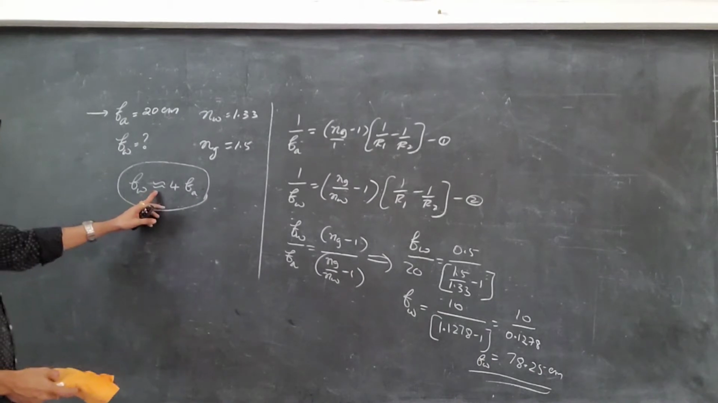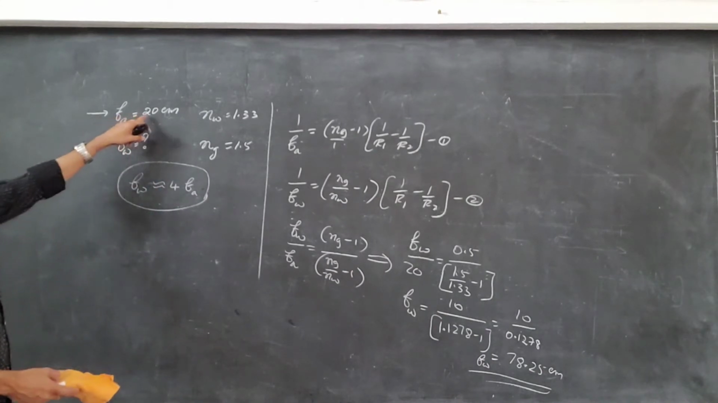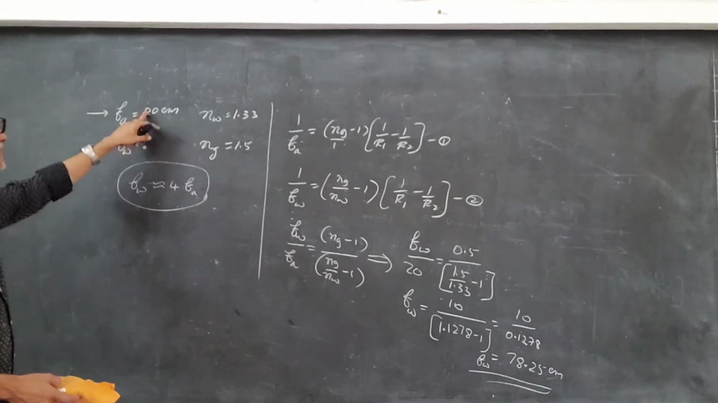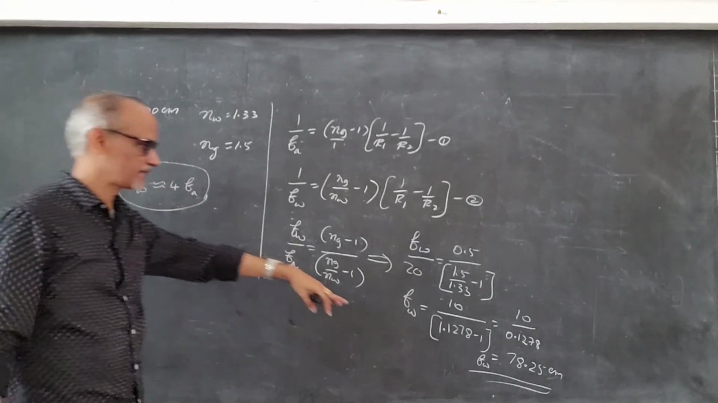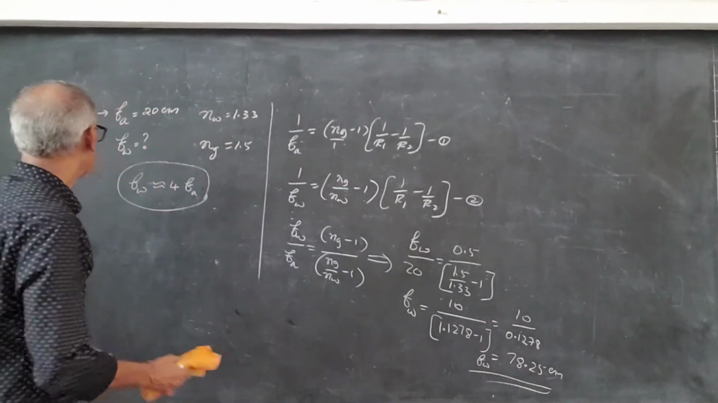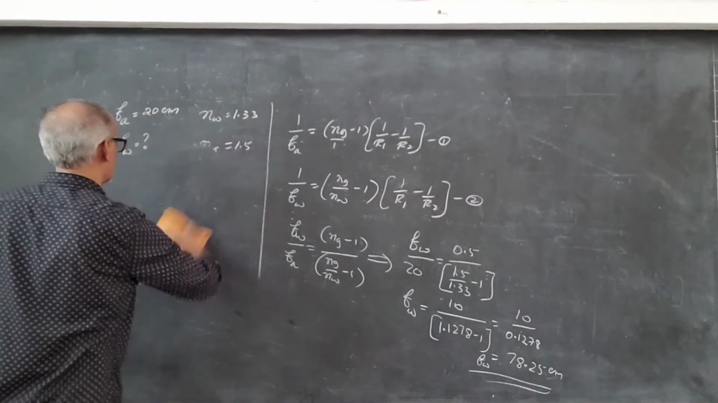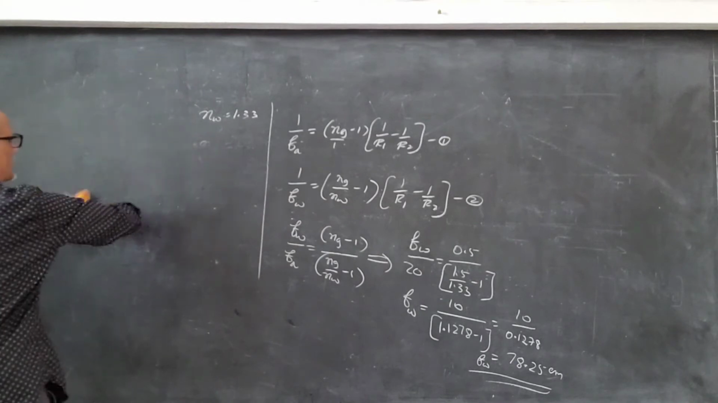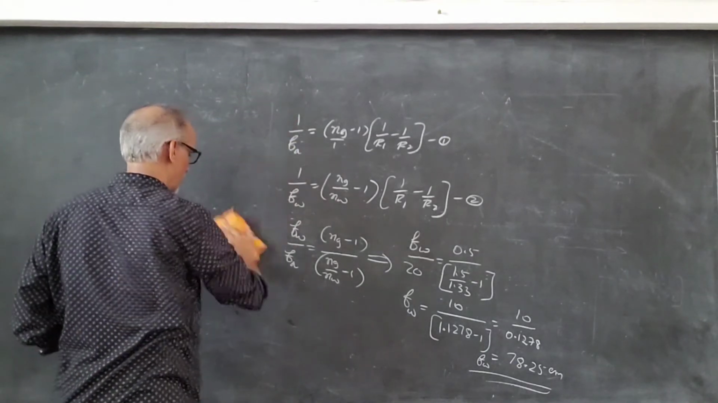So, here nearly, okay, so therefore, we get focal length in air is 20, 4 times means it is nearly 80, and that is what we find here. The answer is nearest to 80. So, this is based on the theory. Focal length of the lens in water is always almost 4 times that in air.